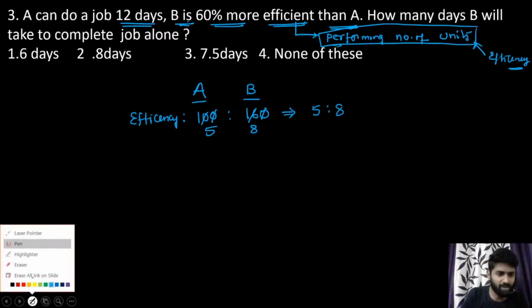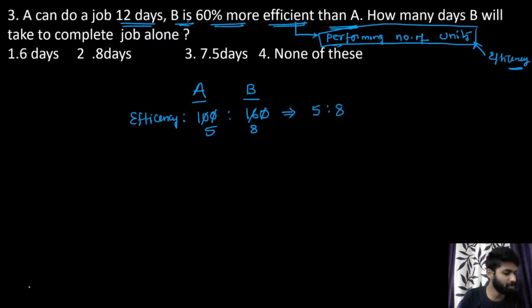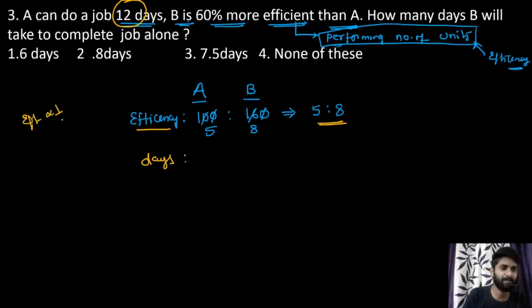Now see guys, most of the students have confusion about how we deal with these. Efficiency is 5 is to 8. Then the comparison is related to days, guys. A comparison in terms of days means converting efficiency into days. We know efficiency is inversely proportional to time. So the days, the time ratio, is inversely proportional, which means 8 is to 5. So that is the information.